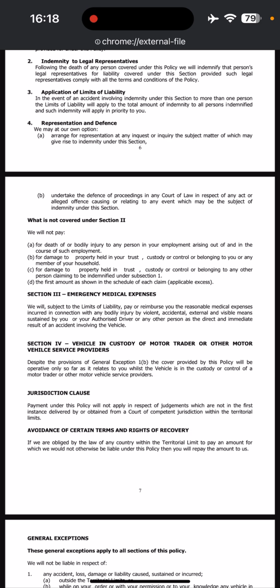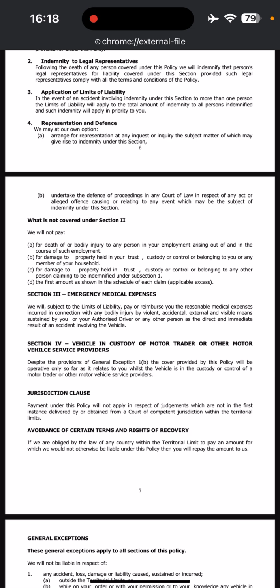Exactly, yeah. B, what is not covered again: damage to property held in your trust, custody or control or belonging to you or any member of your household. Damage to property held in trust, custody or control or belonging to any person claiming to be indemnified under subsection 1. So this one normally means that if you're holding goods on behalf of other people, that one is not covered under section 2. It doesn't sum up as liability.